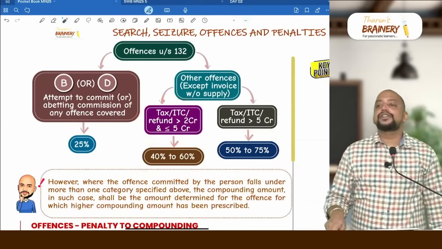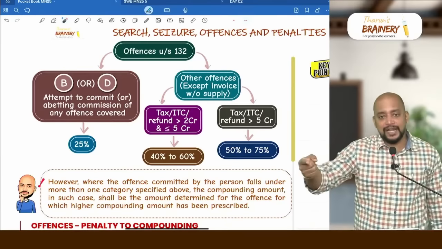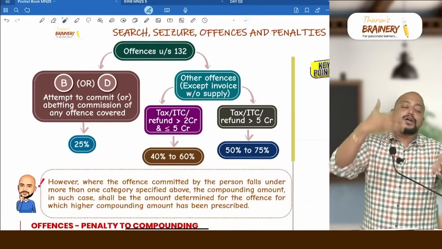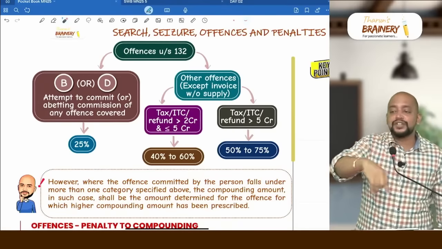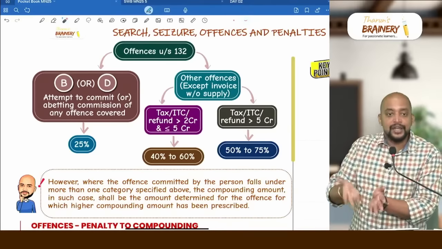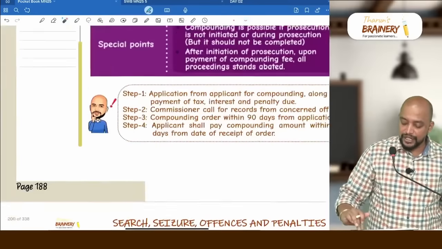Why is more than 1 crore not there? More than 1 crore applies only to one offence, that is invoice without supply. If there is no imprisonment, compounding will not come. Imprisonment is applicable only if it is more than 1 crore, but more than 1 crore applies only to invoice without supply, and for that there is no possibility of compounding. That's why more than 2 crores. So first slab 40 to 60, next one 50 to 75.